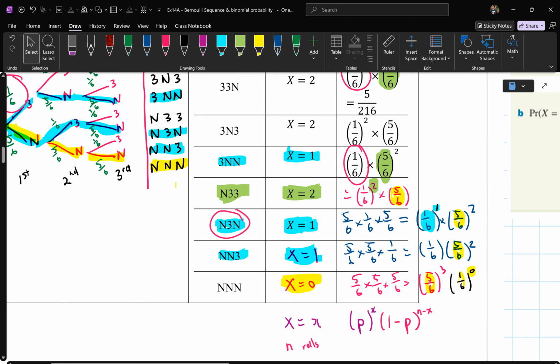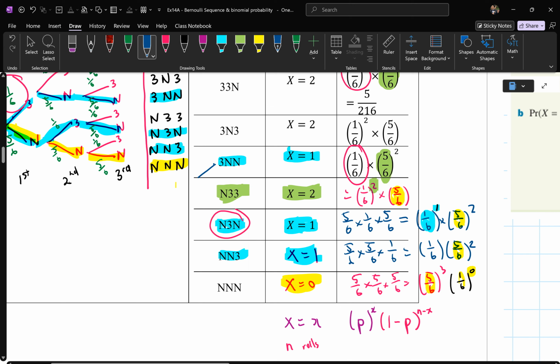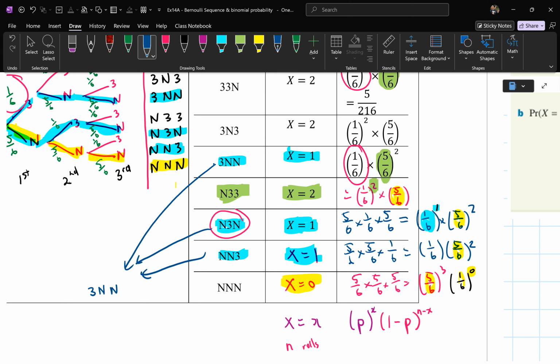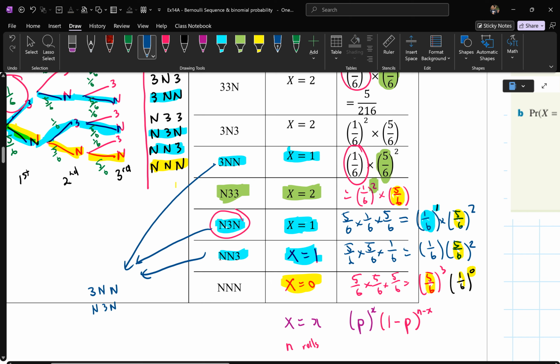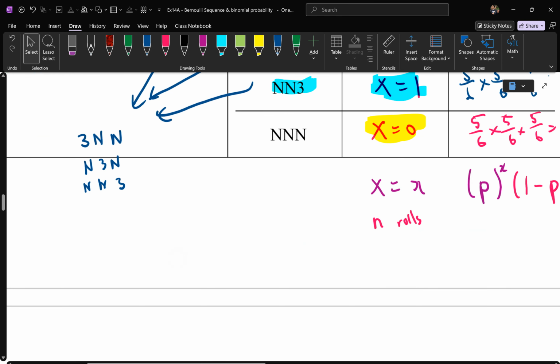Notice here, when I highlight it in blue, x equals 1, x equals 1, x equals 1. There are many different ways that I can write 3 and n to get 1, 3 in 3 spots. In this case, it could have been n3n, or it could have been nn3. Yeah, 3 ways. This goes back to combinatorics from last year, if you did it. If you didn't, it might have been in year 10 or something. But with combinatorics, this is how many choices you have.